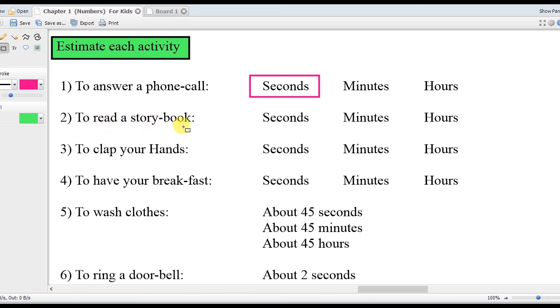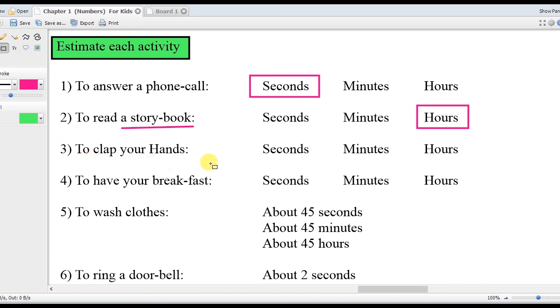Okay, to read a storybook. How long will it take you to read a storybook? Seconds, minutes, or hours? Minutes? Really? Seriously? Okay, read the question very carefully. They're not asking how long it will take you to read a story. A story might take a few minutes, but a storybook normally carries a lot more pages. So that will definitely take you hours, right? So always pay attention to the statement, what exactly they're saying, right?